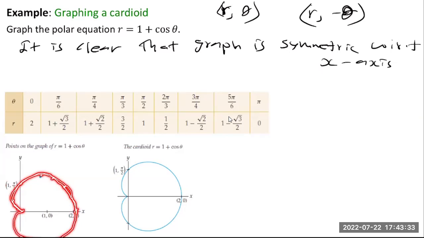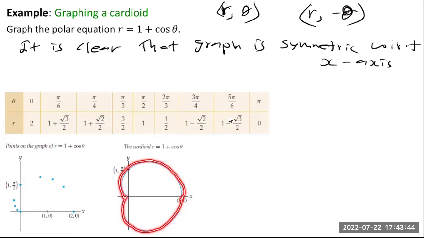I cannot, of course, draw the lower half. This iPad doesn't allow me to draw the full shape, but you will get a shape like this. This is the upper half, and the lower half is symmetric with respect to the x-axis. The upper half is the mirror image of the lower half with respect to the x-axis. So that's how you graph a polar equation of this form.